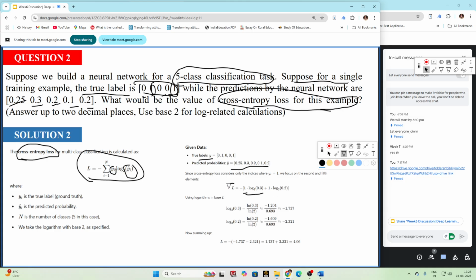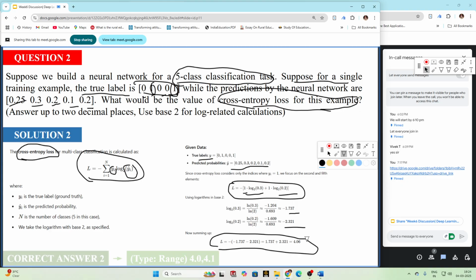Whenever we add these, we will get the loss. Solving the first, it is coming around minus 1.737. Solving the second, it is coming around minus 2.321. Just add these and you will get your loss. So your loss will be 4.06. I think it is a range type question, so your answer is between 4.0 to 4.1.